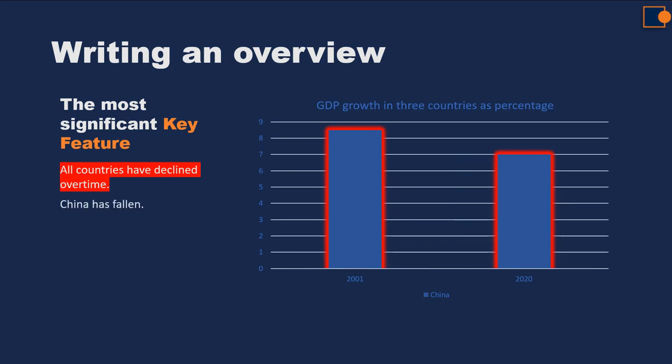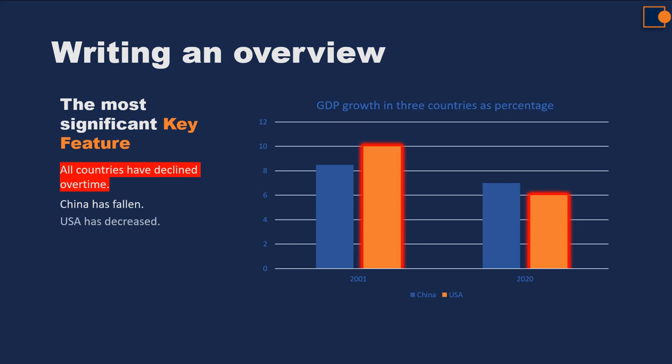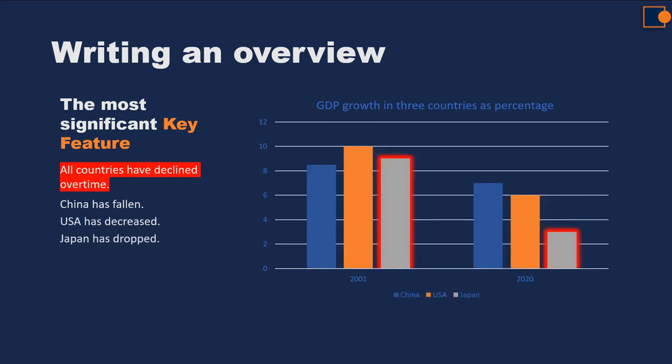If you look at China, between 2001 and 2020, there's a definitely visible decline. The same goes for USA, and the same goes for Japan. All of them dropped. It may not be significant, but they all had a decline. Now, is this all? No, this is only the general significant key feature related to the trend. Remember, we don't have to mention only the trend, but we need to include the comparative part as well.